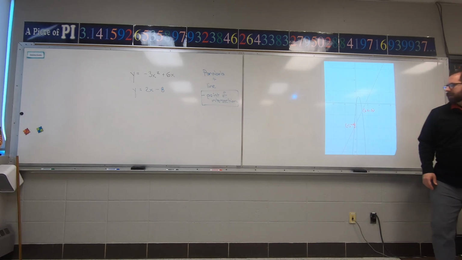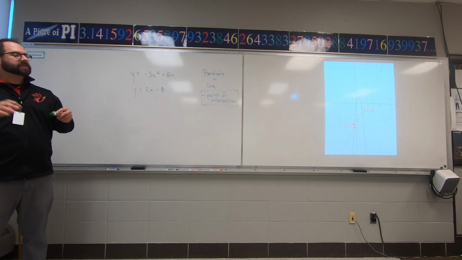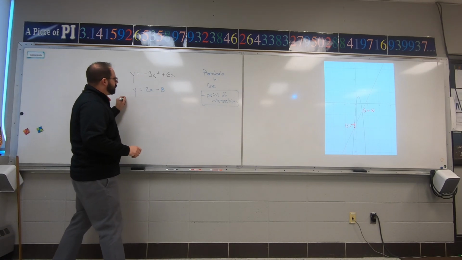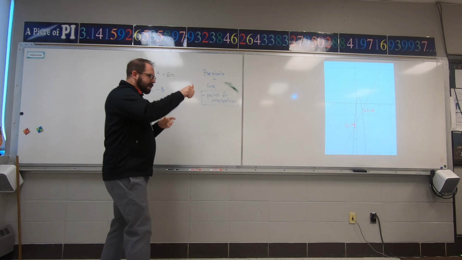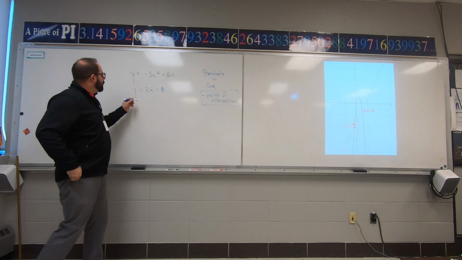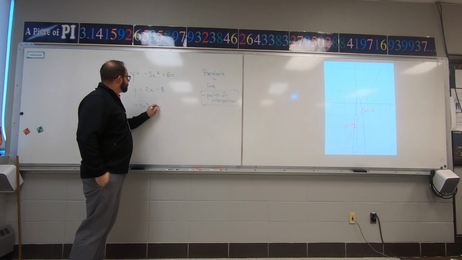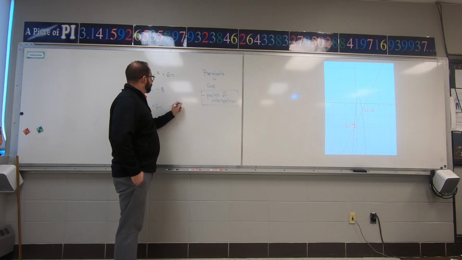Okay, so let's do the numbers here. Again, the process: you set these two things equal to each other. God, that green is terrible. Get out of here. All right, so we're going to set these things equal. So negative 3x squared plus 6x, I'm going to set that equal to the other equation, whatever it is.